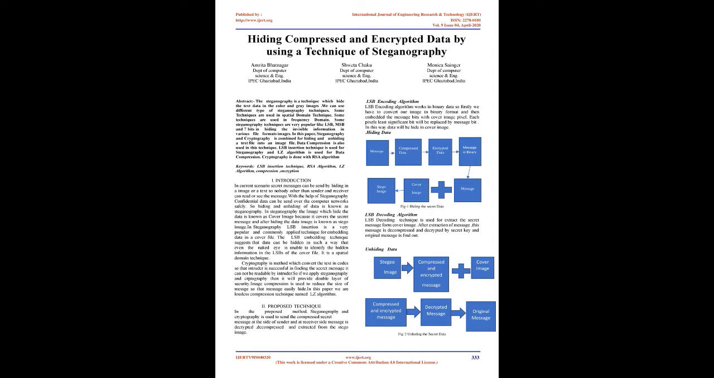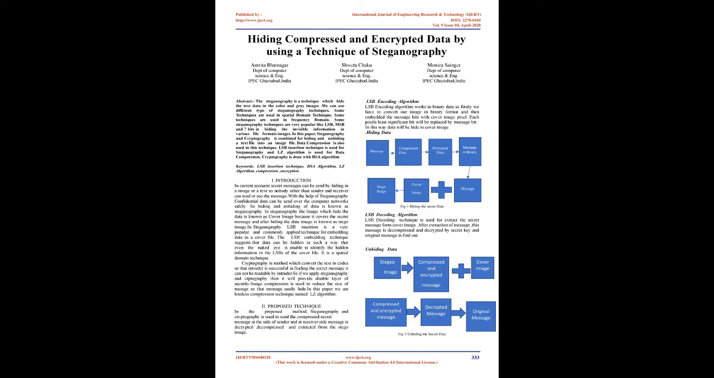In steganography, LSB insertion is a very popular and commonly applied technique for embedding data in a cover file. The LSB embedding technique suggests that data can be hidden in such a way that even the naked eye is unable to identify the hidden information in the LSBs of the cover file. It is a spatial domain technique.